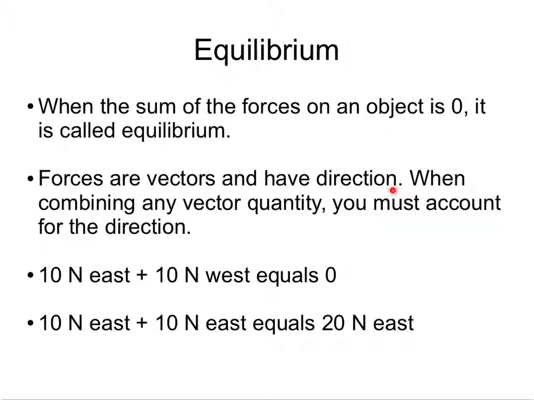Here's a couple of examples. If you've got a force of 10 newtons east and 10 newtons west, and you're adding them together, the sum of those two is actually zero because they're acting in opposite directions. On the other hand, if you've got 10 newtons east and 10 newtons east, the sum of those is 20 newtons east.